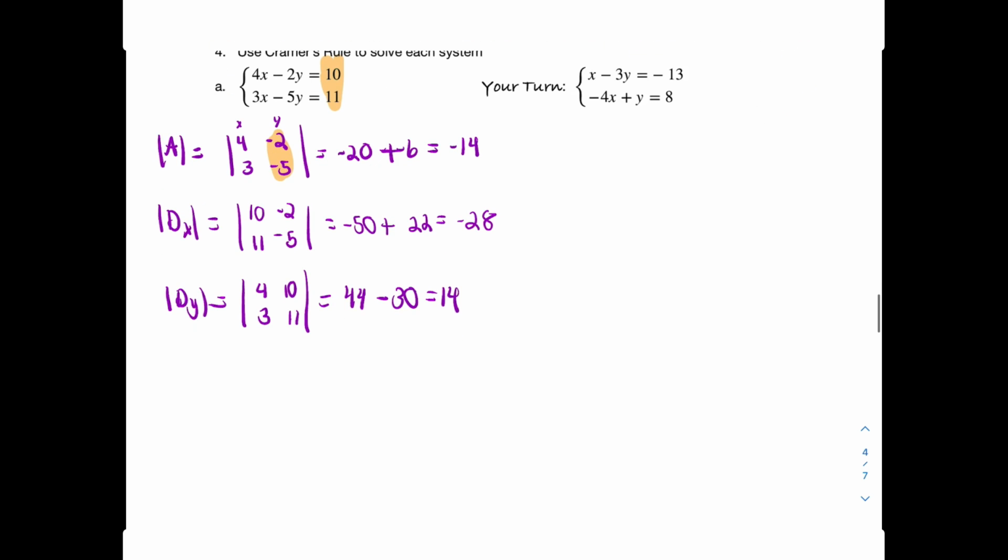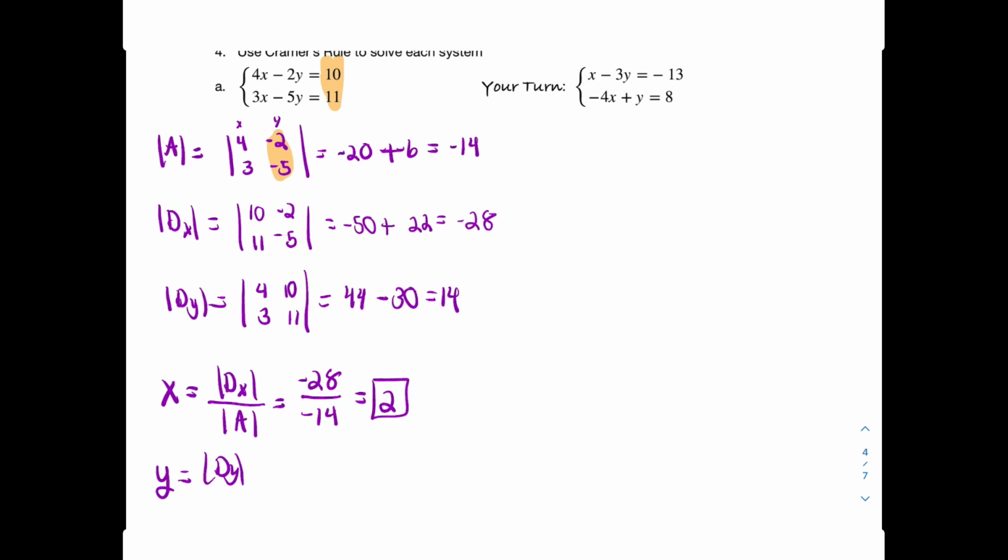And then our last step is we're going to do those fractions. So the variable x will equal the determinant of the x matrix divided by the coefficient determinant. So the determinant of the x matrix is negative 28, the determinant of the coefficient matrix is negative 14, divide that, I get 2. So x is equal to 2.